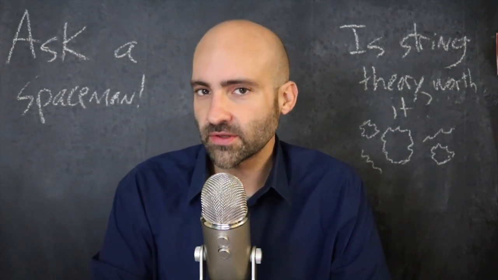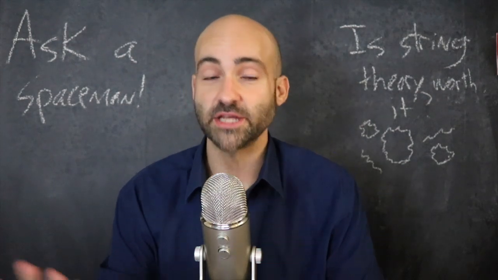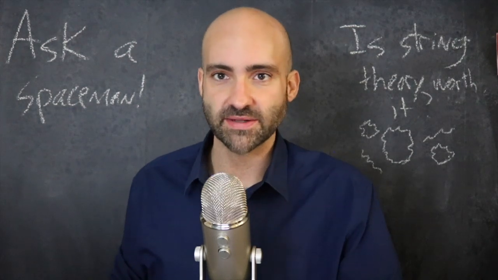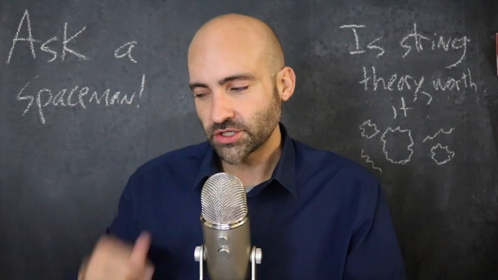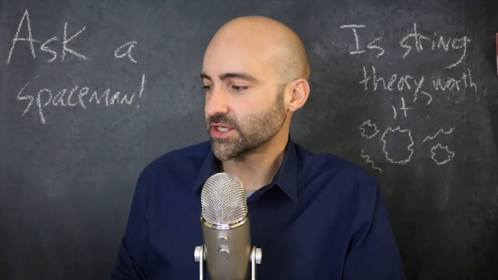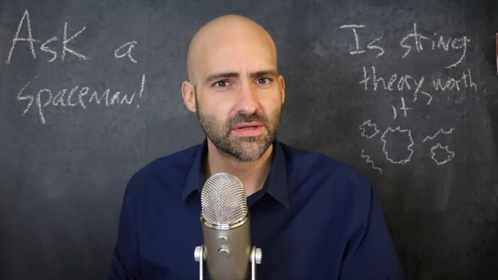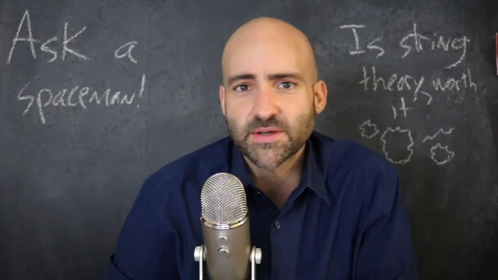So Theodore Kaluza was playing around with these ideas. It's like, what happens when I add an extra spatial dimension? Well, nothing much. You just get general relativity in five spatial dimensions. But then he started getting really, really interesting. And he said, what if this extra dimension is curled up on itself? You know, just for fun. We're just playing math games, and math games are fun, right?